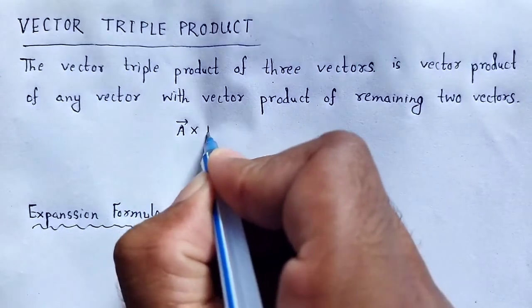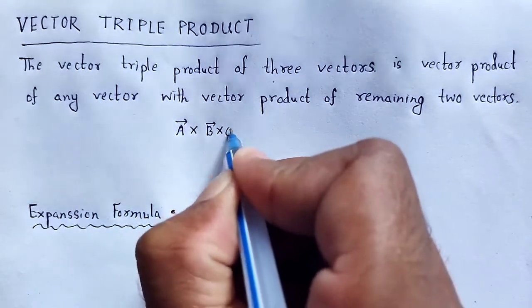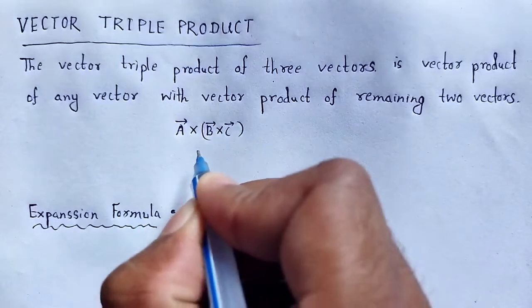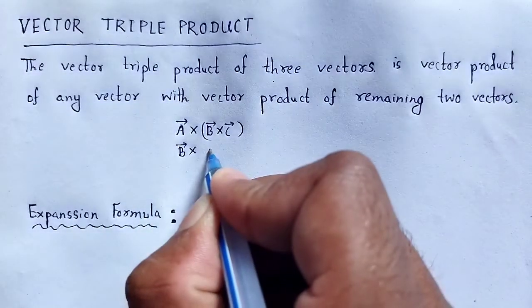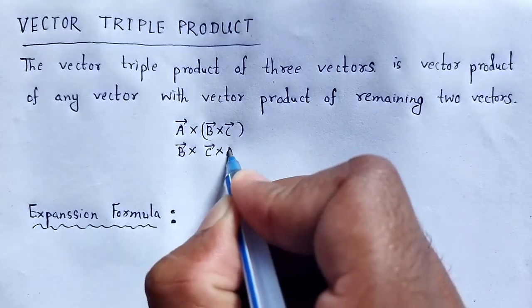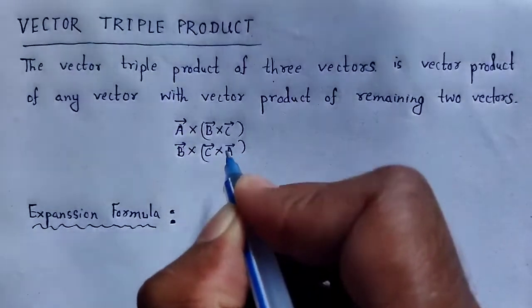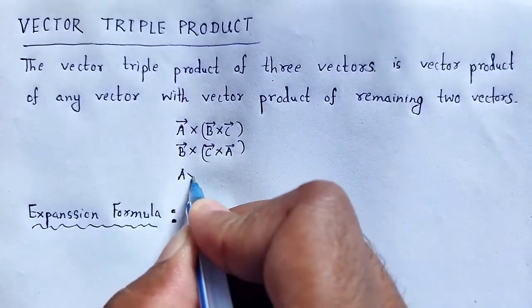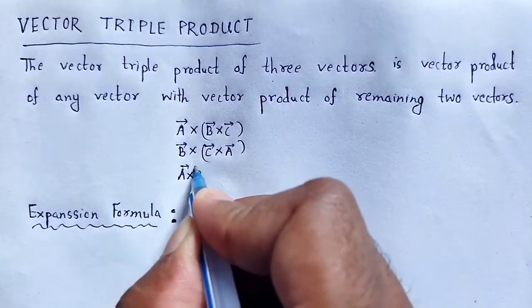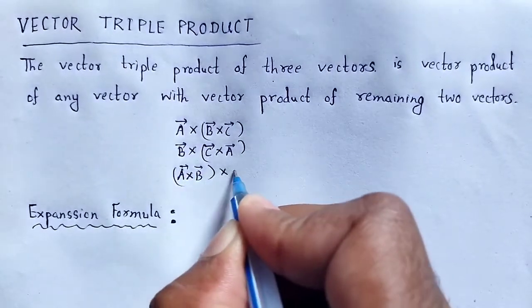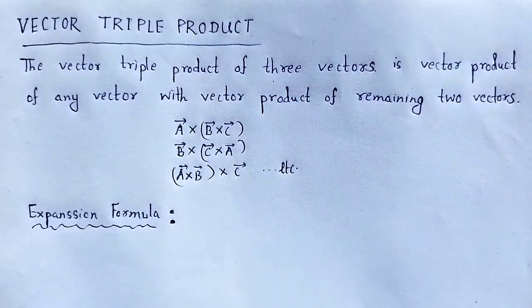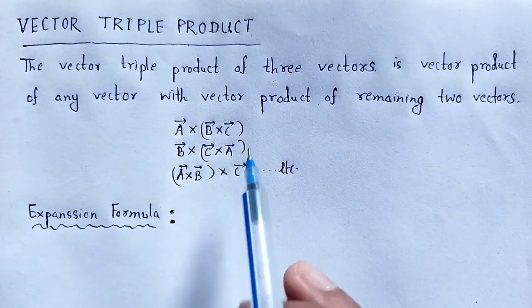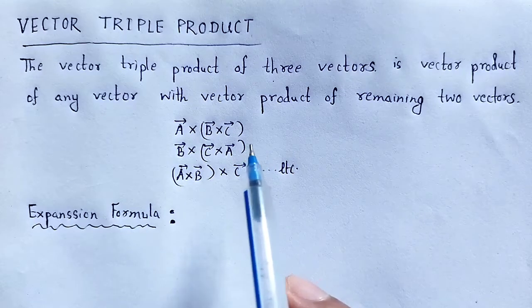A cross (B cross C), B cross (C cross A), C cross (A cross B), etc. These are the examples of vector triple product.